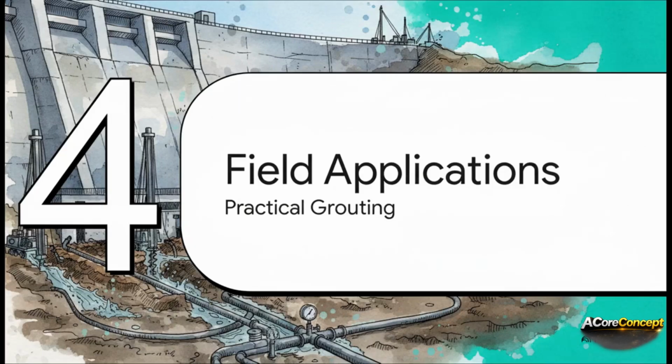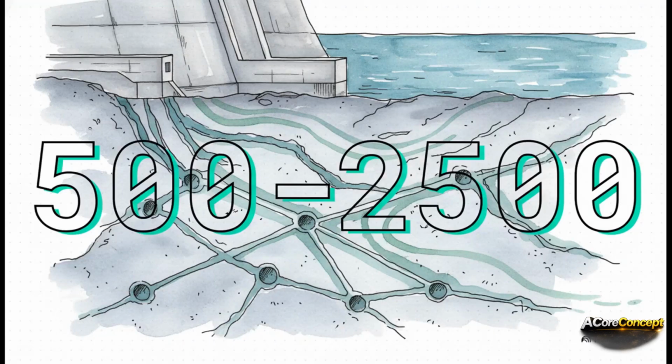Which brings us to Section 4, Practical Field Applications. So how does this look in practical applications out in the field? Well, the target GIN value typically ranges between 500 and 2,500 bar liters per meter. Depending on the precise rock conditions we map during the site assessment, the ultimate hydrostatic head of the final reservoir, and the naturally occurring in-situ stress of the earth, engineers will run these very specific calculations.